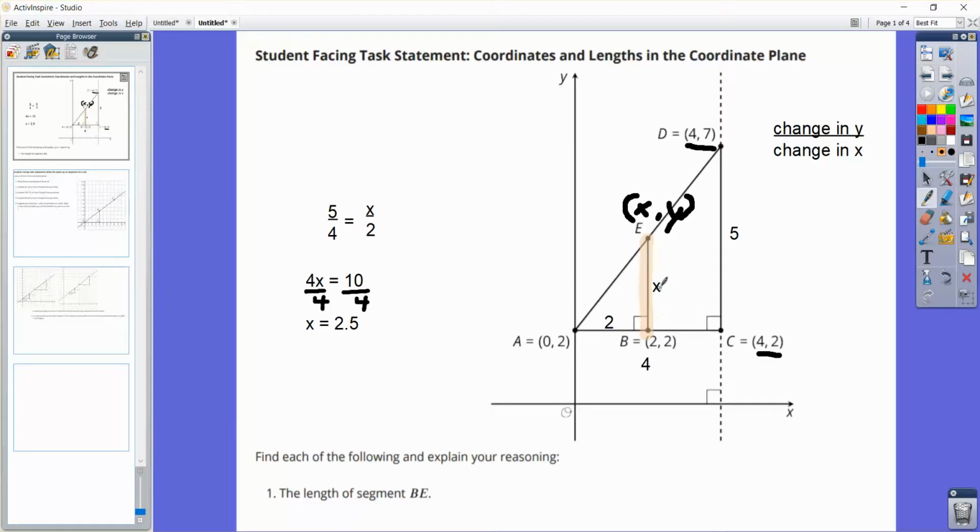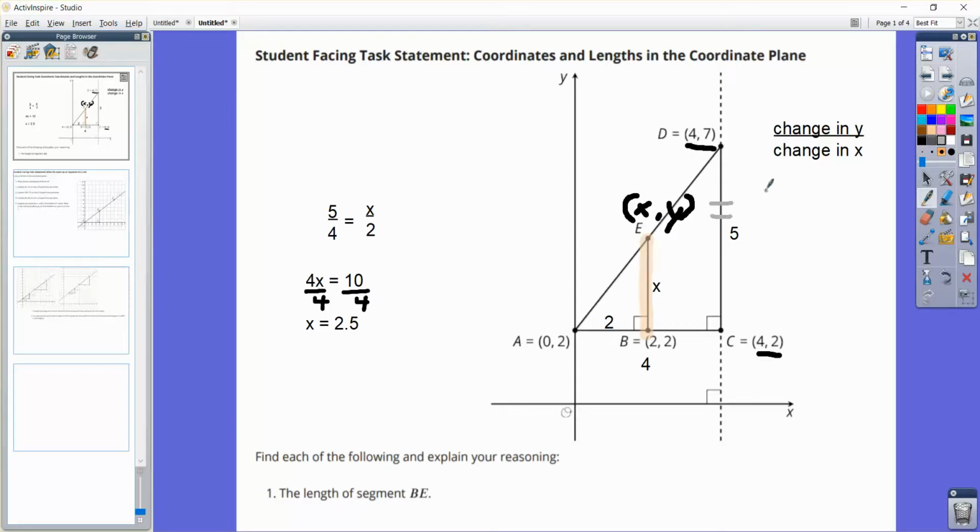So now, here's the hard part. That's 2.5. This segment right here is pretty much right in the middle. So if I look here and say, well, A is (0, 2), and D is (4, 7), what would the middle of that be? I would look at x and y, and x from 0 to 4, that's a change in 4. And I can also recognize that the x-coordinate is exactly the same as this, so the x-coordinate has to be 2.